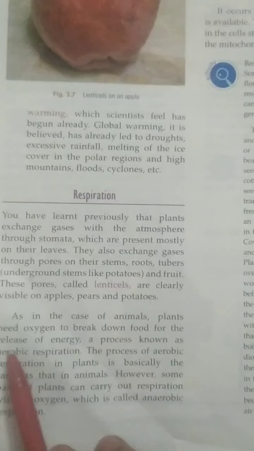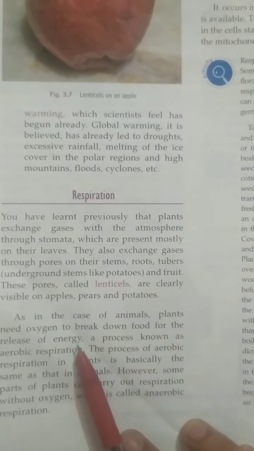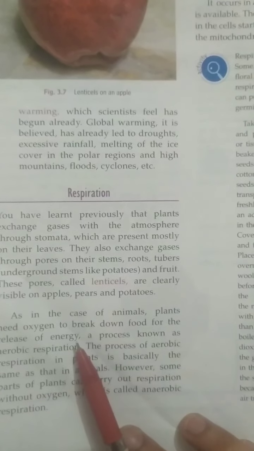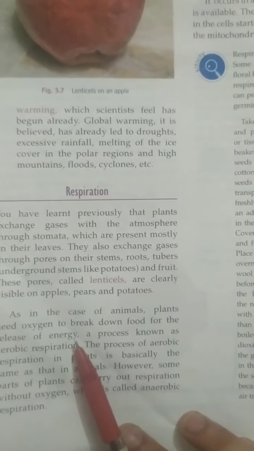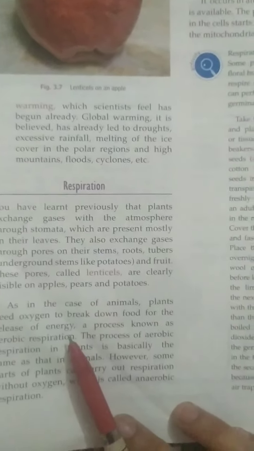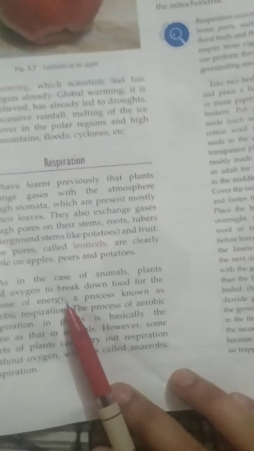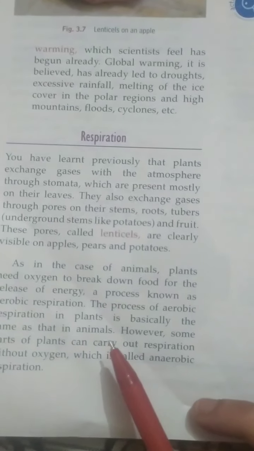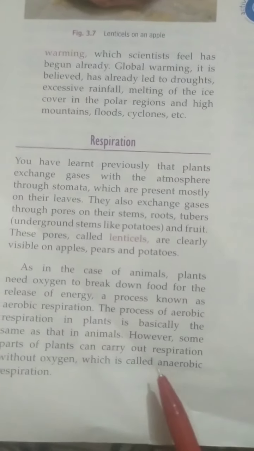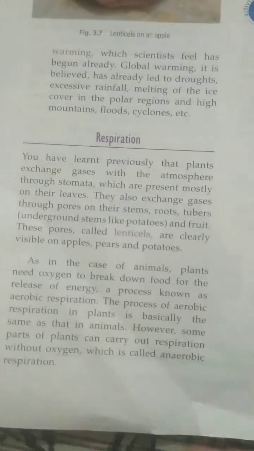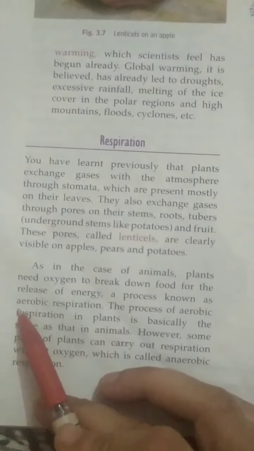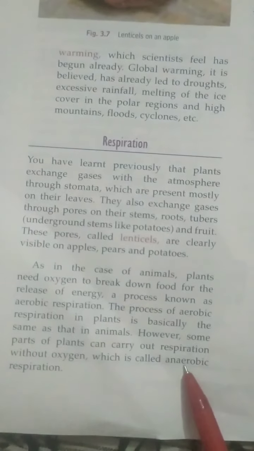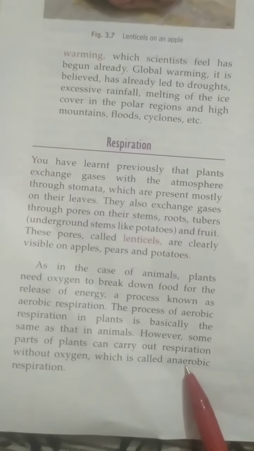As in the case of animals, plants need oxygen to break down food for the release of energy. We know that in the breathing process, the food is broken down into simpler substances and releases energy through the process of respiration. When we utilize oxygen in respiration, it is known as aerobic respiration, and when we do not use oxygen, it is known as anaerobic respiration. So what is the basic difference between aerobic and anaerobic respiration? Aerobic means the respiration which happens in the presence of oxygen, and anaerobic means the respiration which occurs without oxygen.